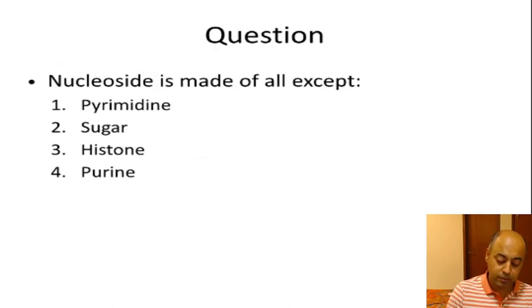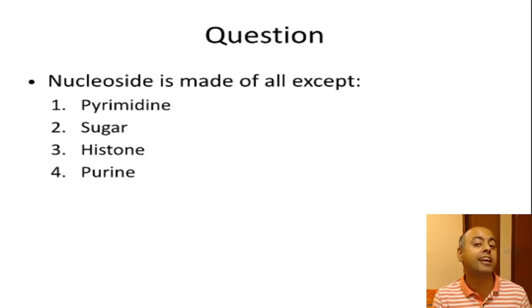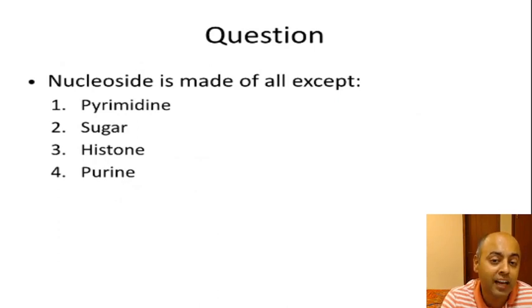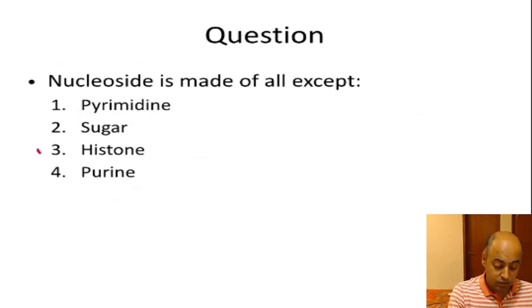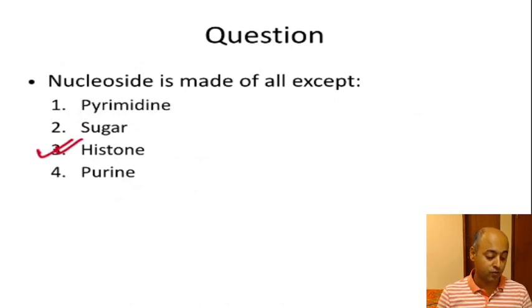Okay, so remember, the purine and the pyrimidine are nitrogen bases. They have to be present in both nucleoside and nucleotide. We said nucleoside will have the nitrogen base plus the pentose sugar. This means the correct answer should be histone. Very good. Some of you have sent the answer. Remember, histone will be the correct answer. It is present in the chromatin structure. It is not present at the nucleoside or the nucleotide level.